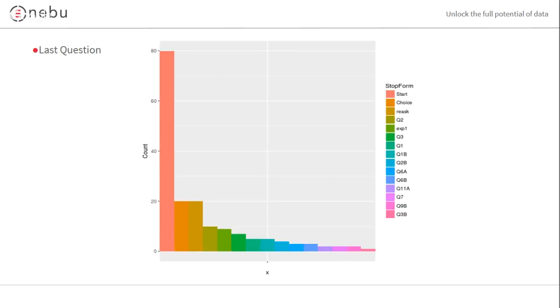So, looking at the last question, here's a quick screenshot of some data we've captured for a particular survey, where we've got a lot of different areas where people are stopping.